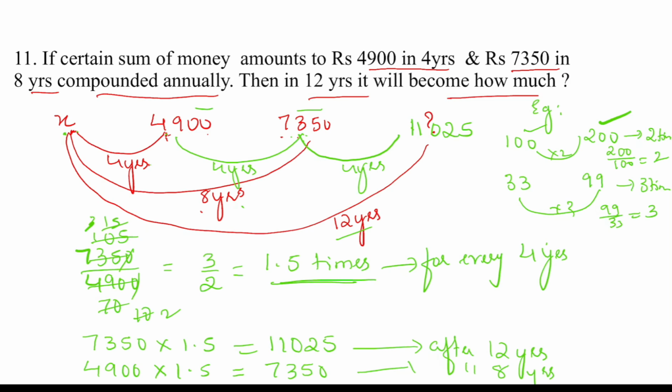Why did we find this out? We found this out because we want this value. To get this value, we have to see from here till here how it is getting multiplied by how many times. To find that, we have to do all this. So after every 4 years, it is getting multiplied by 1.5 times. And how did we get this? Dividing this by this. So next problem.